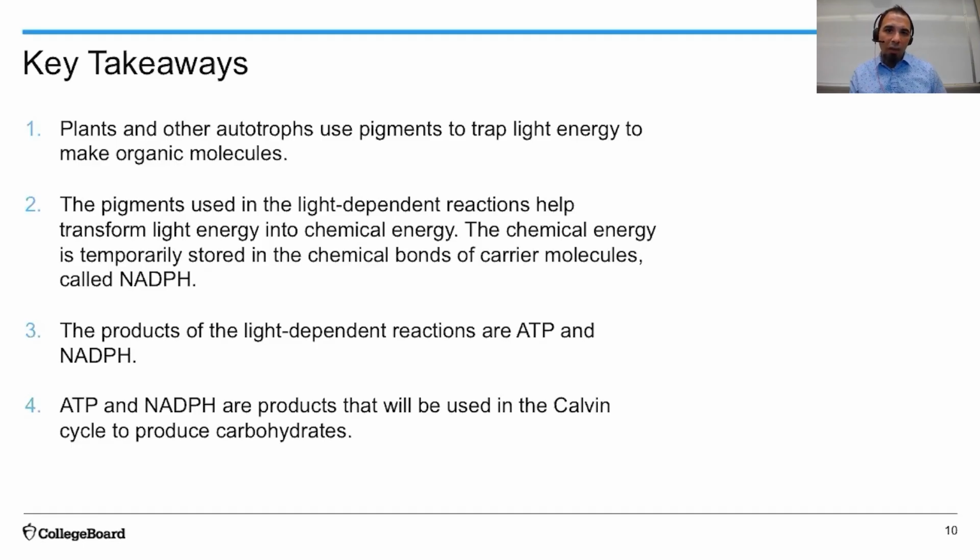If you notice, we're focusing on what the products are because the products are going to be important, because they're going to eventually be used as reactants. And then ATP and NADPH are products that will be used in the Calvin cycle to produce those carbohydrates.